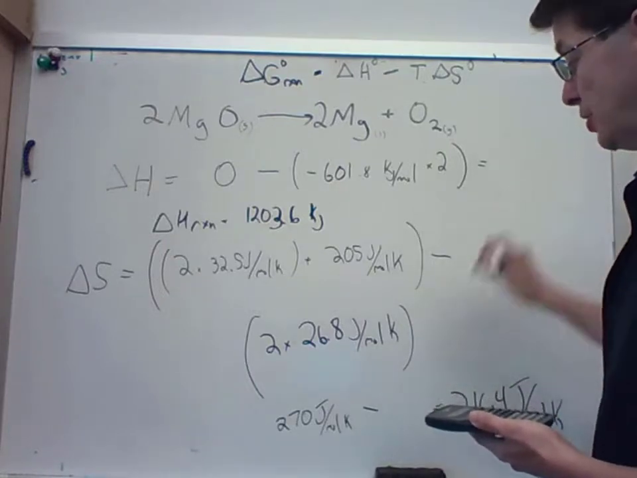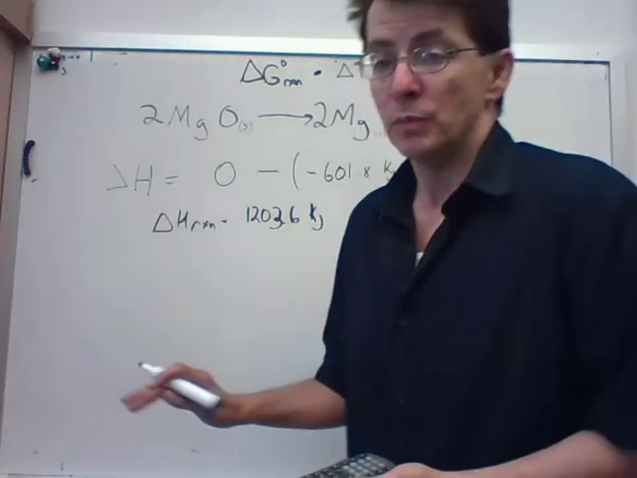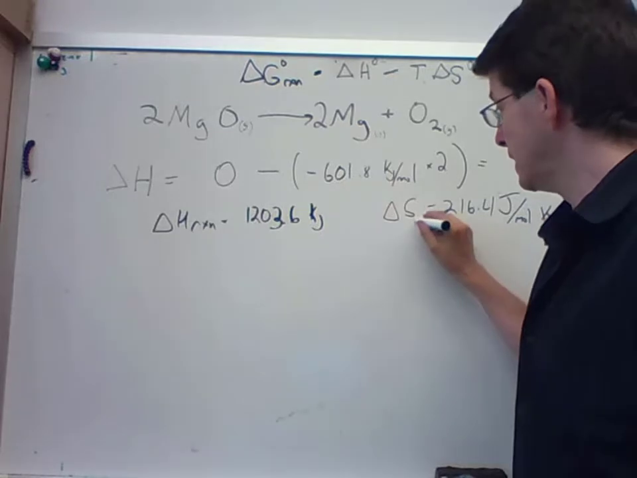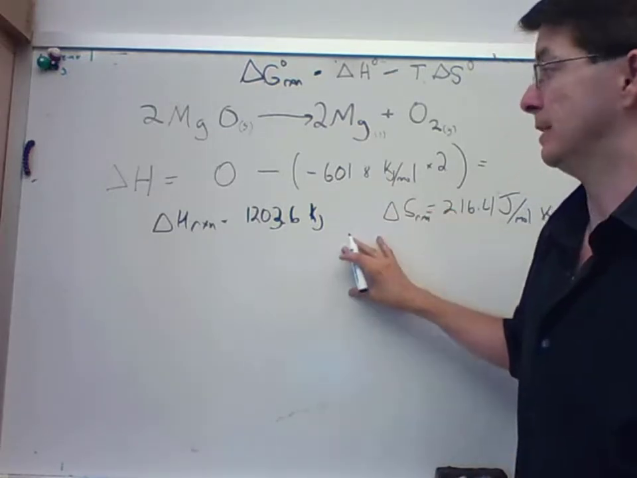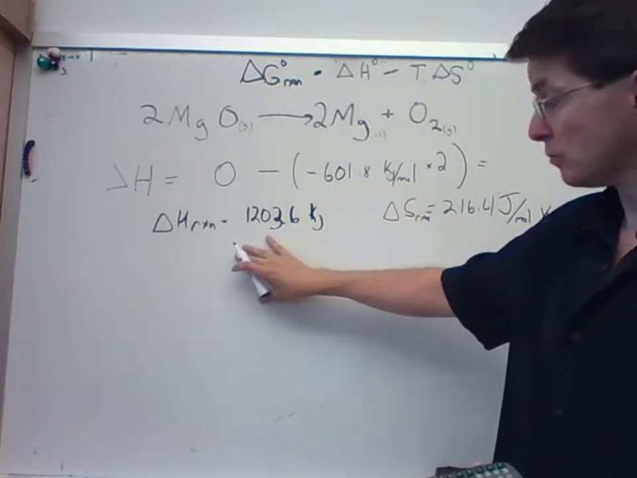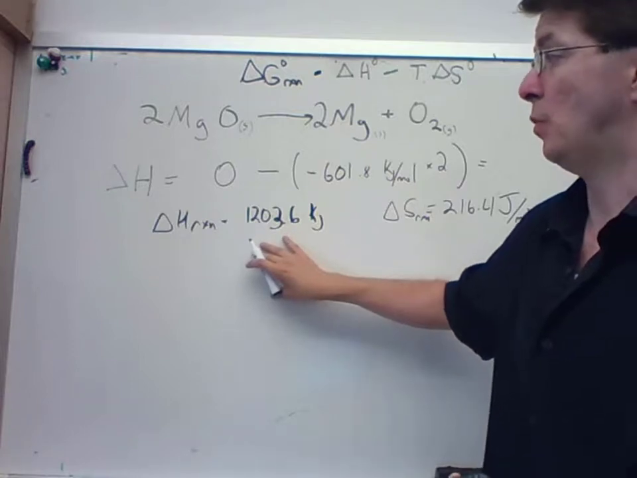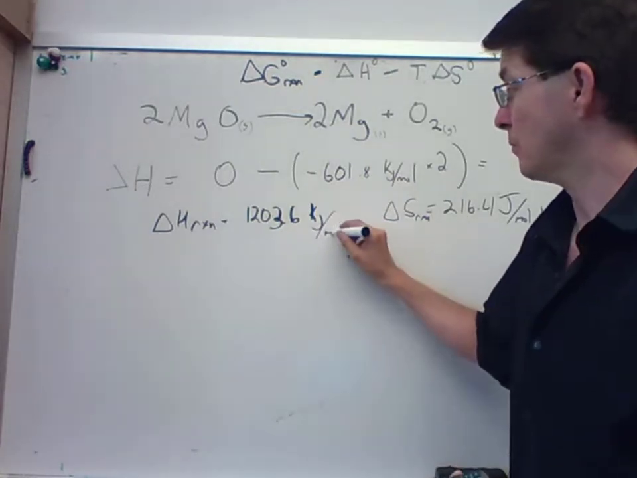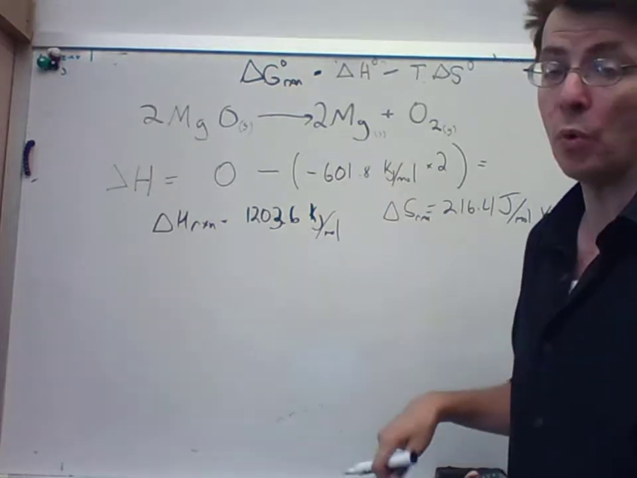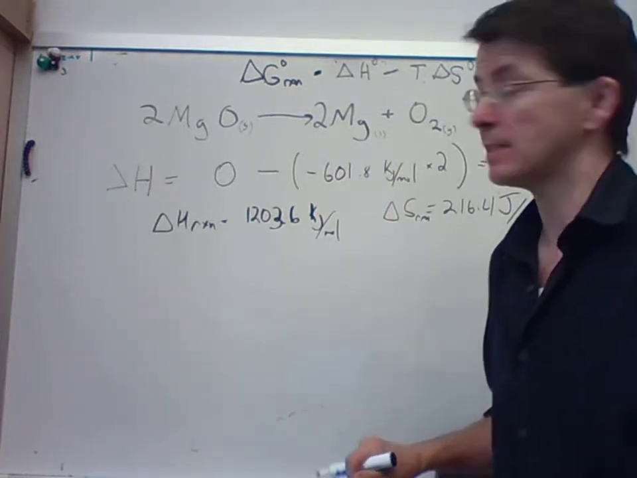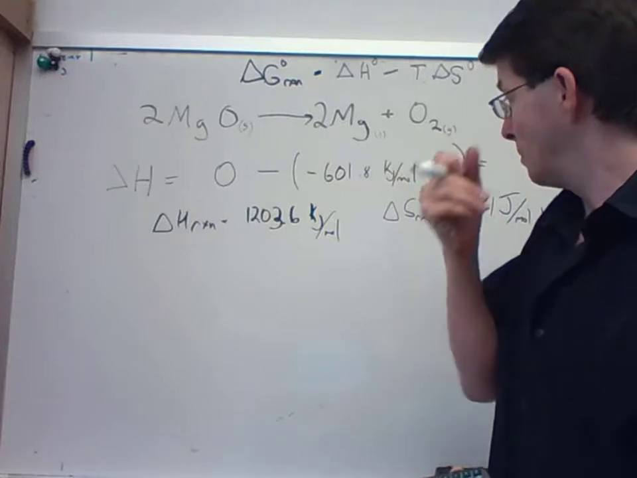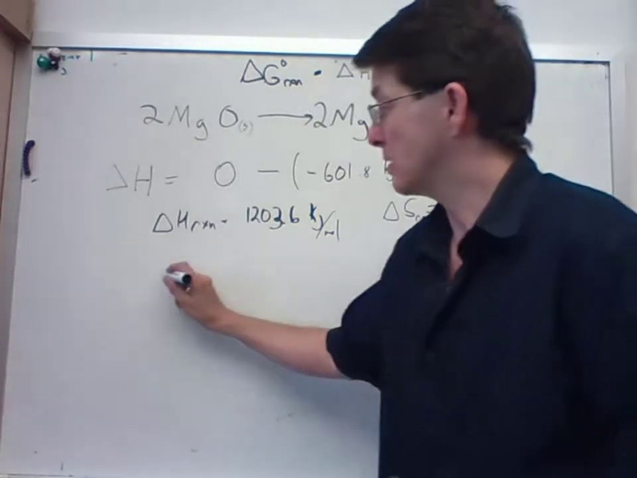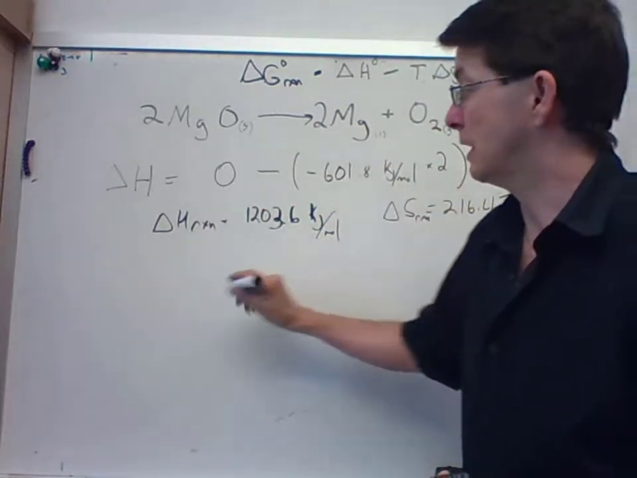So the delta H of reaction and the delta S of reaction are easily calculated: 1203.6 kilojoules for the delta H and about 216 joules for the delta S. But we care about whether or not the reaction is spontaneous, and so we combine these two in the Gibbs equation.